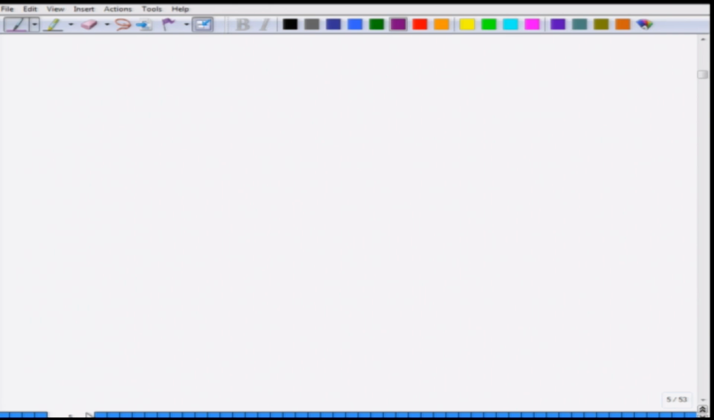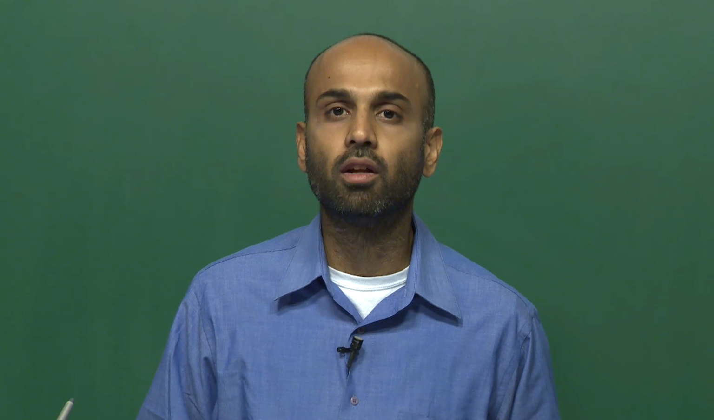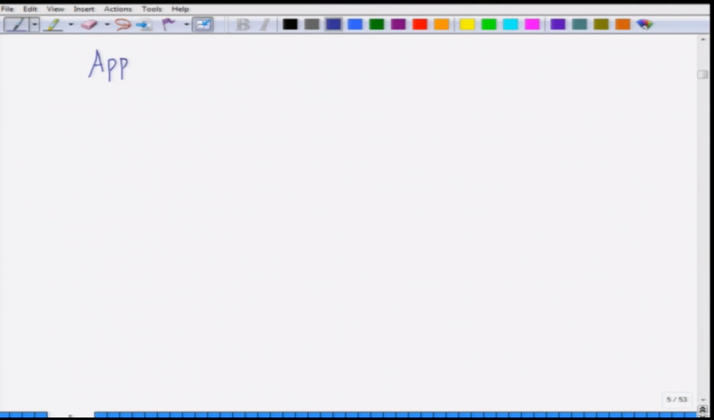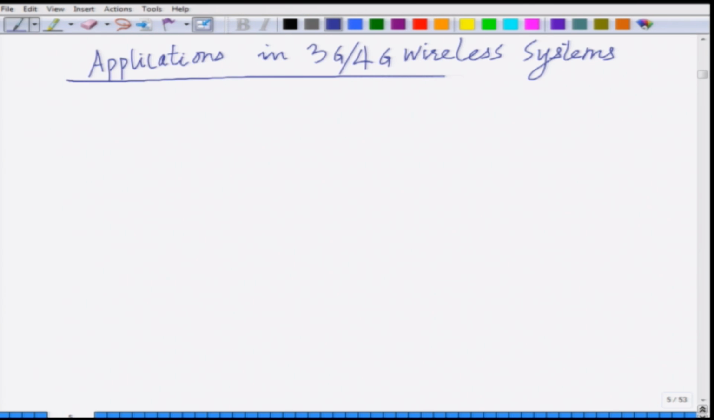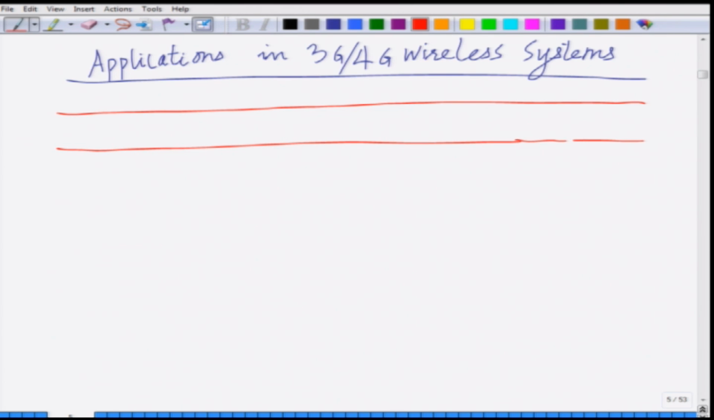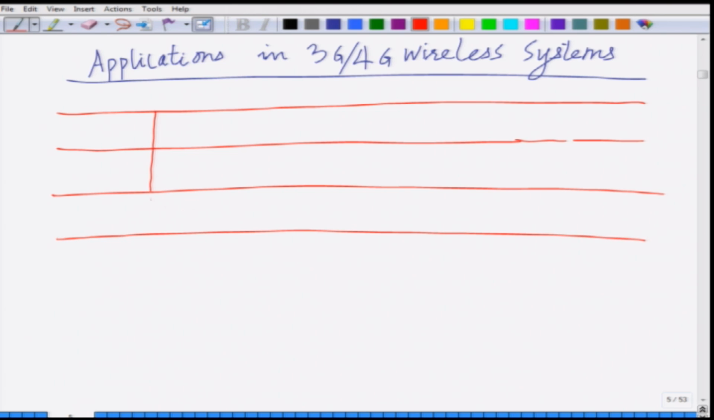And therefore, let us now look at what the different capabilities or applications are that are possible, or how the application scenario has evolved across these different generations of wireless communication systems. So let us briefly look at the evolution of the applications, how the various applications have evolved from the second generation to the third generation to the fourth generation.